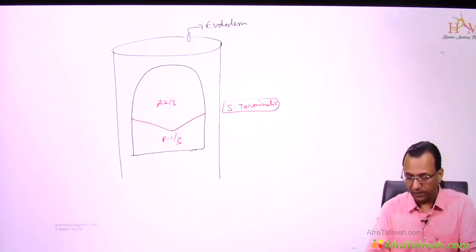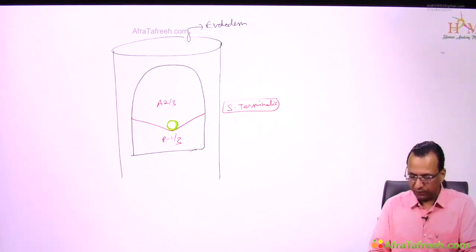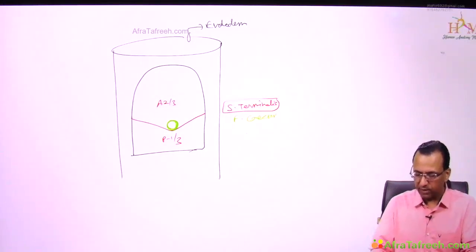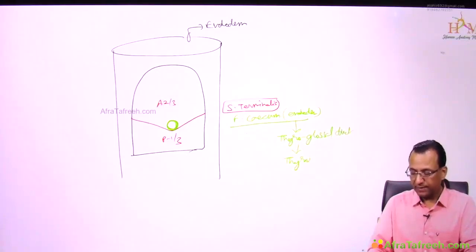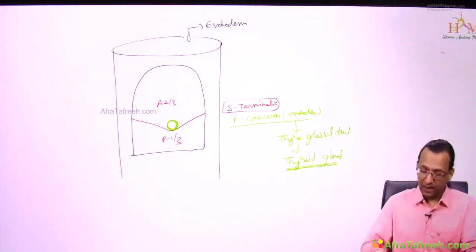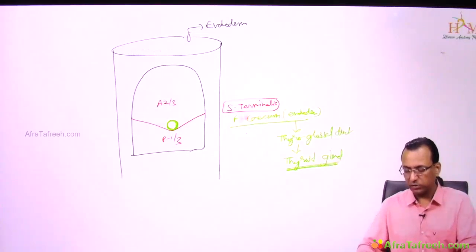And that is where we have the foramen cecum, and that foramen cecum has some endoderm, and that endoderm at the foramen cecum will form the thyroglossal duct, and that thyroglossal duct will form the thyroid gland. If you remember, we have discussed that earlier: at the floor of pharynx, some endoderm of the foramen cecum forms the thyroglossal duct, forming the thyroid gland.